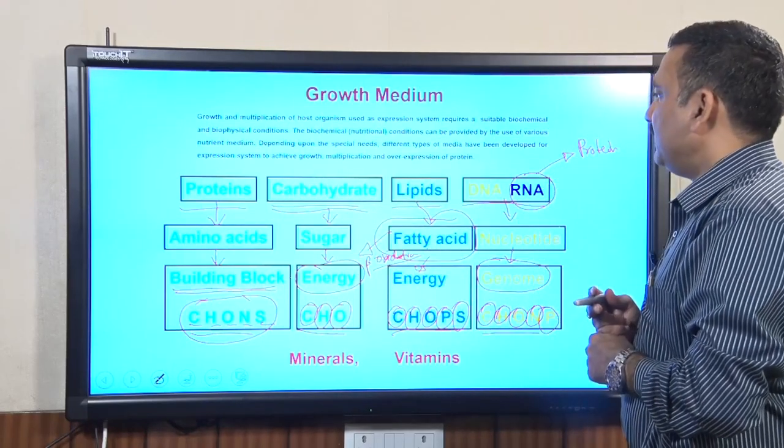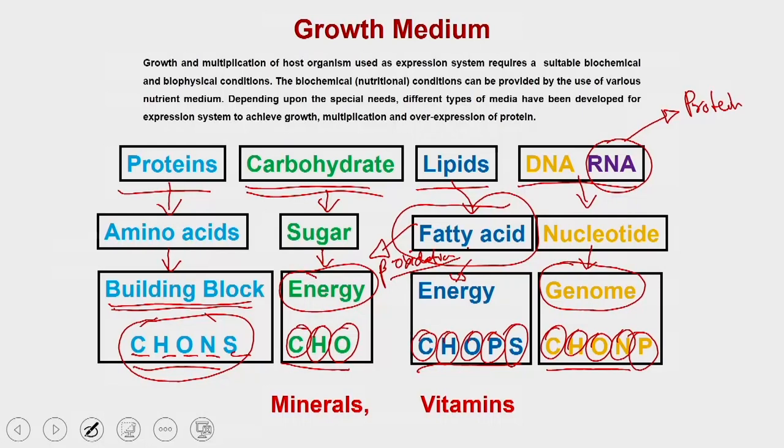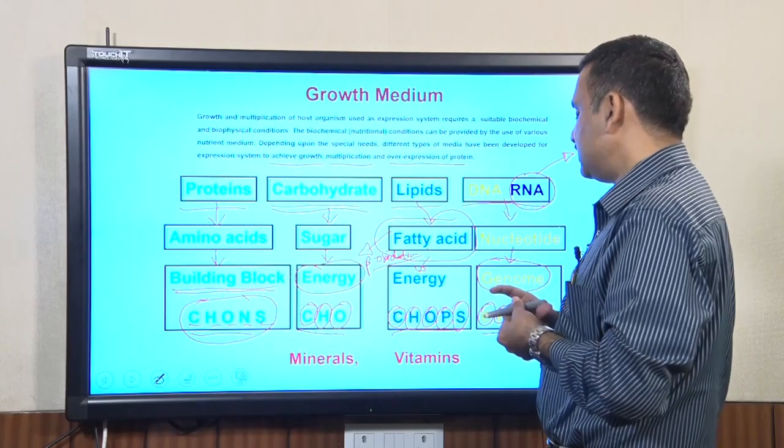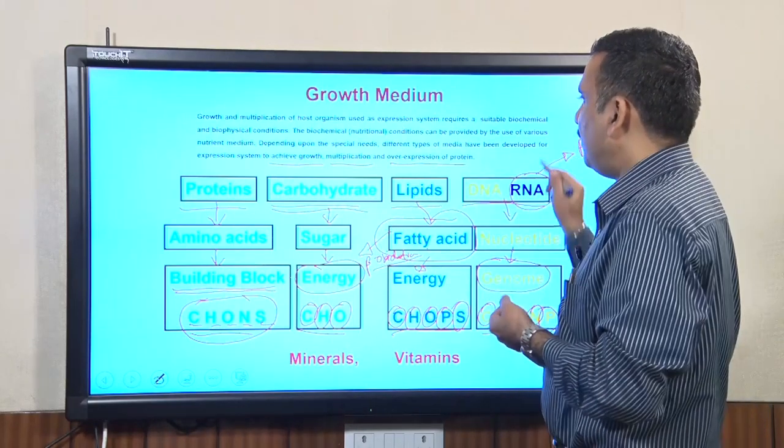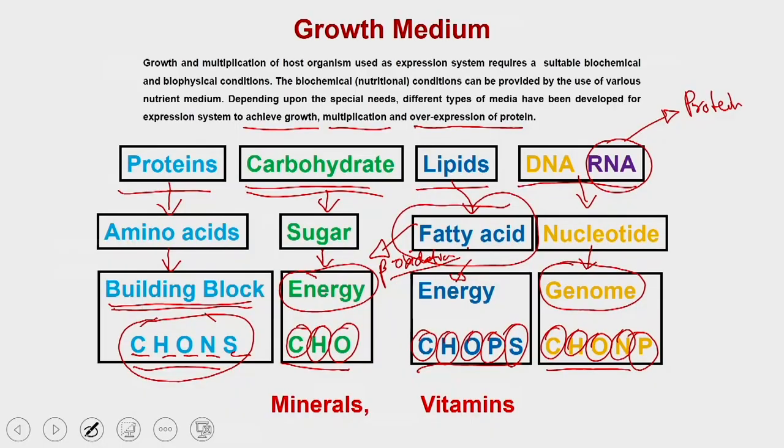to make the biomolecules, and which help them to achieve growth and multiplication, as well as, if you are over-expressing a particular protein, it should also satisfy that particular purpose. So, there are different types of media molecules which people can use. And apart from these biomolecules, you also need to provide a small amount of mineral as well as vitamin as a source so that the organism can grow optimally.